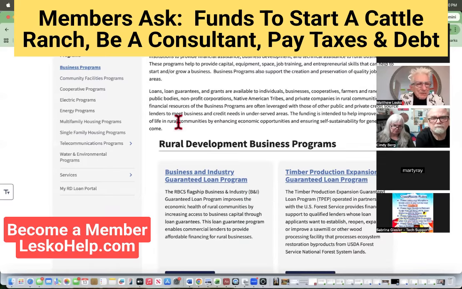Or electric programs, energy, multiple housing, single family, telecommunication programs, water environmental programs. See, all these things are giving money, and maybe you don't need water, but something in that program will help you because your cattle needs water or something like that. So you have to, boy, it's really finding out.